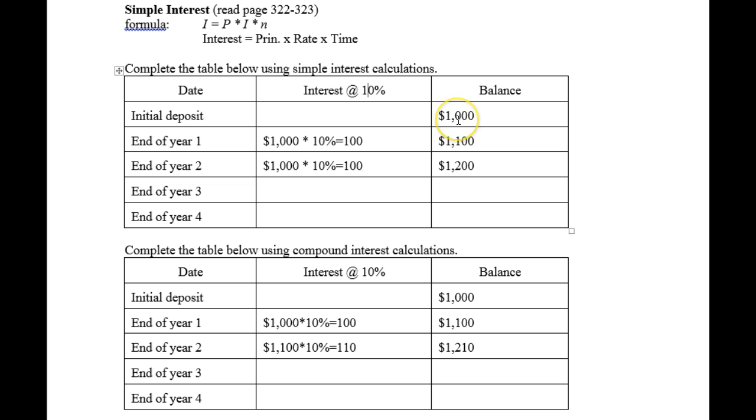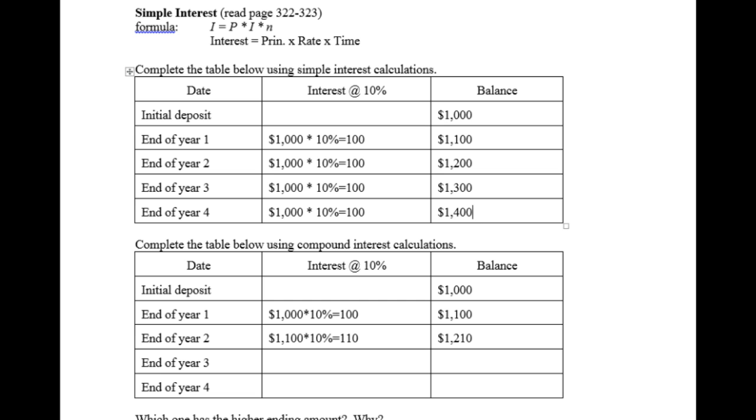I start with $1,000. At the end of the first year, 1,000 times 10% is 100. Add the 100 to the principal and you're now at 1,100. You start the next year and you still earn interest just on your initial principal balance. 1,000 times 10%, you earn another 100, now you're up to 1,200. You get the idea now. Let's see if you can finish this table.